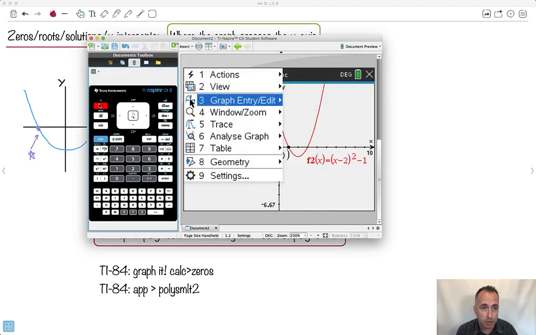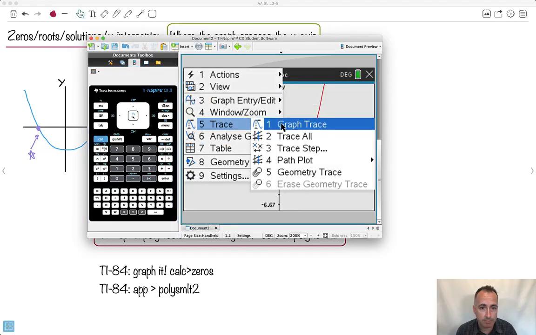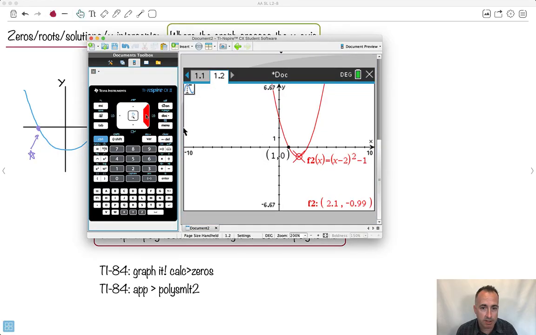Or you could do it by just doing trace. As I just do trace, at least on the TI Inspire, it just hops to the next one. You notice it said it was a 0. You see it said it in yellow there? So that's x equals 3. So that's one easy way with a calculator.